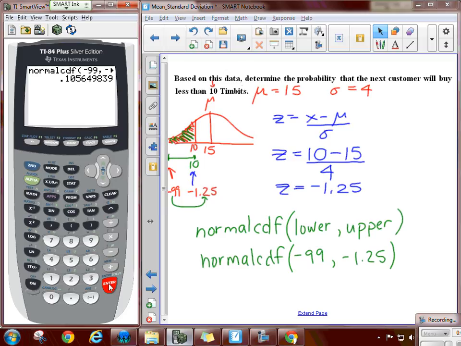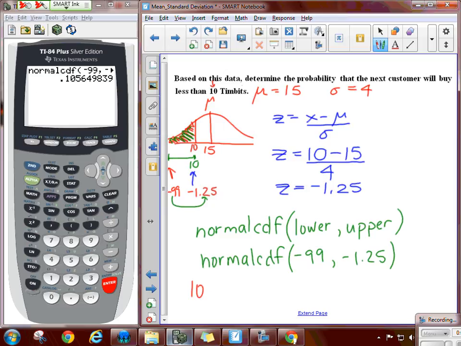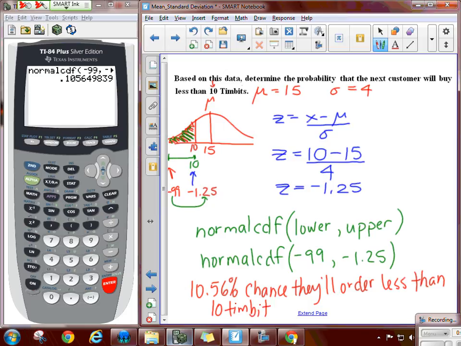We could see right here that we have 0.1056, which is roughly 10.56% chance. So the answer to this question is 10.56% chance they'll order less than 10 Timbits. So we're using our knowledge of z-scores to estimate or predict what the next customer would have. So there's one type of question that we could ask you.